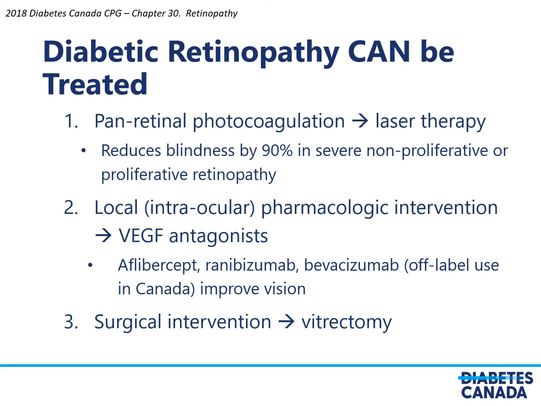And as you know, retinopathy involves the growth of abnormal blood vessels. So therefore, if we could inhibit VEGF, one could imagine that there'd be benefit in the back of the eye in terms of new growth. And that is in fact what has been seen with these VEGF antagonists being able to improve vision. Finally, there is also the surgical option, which is vitrectomy.